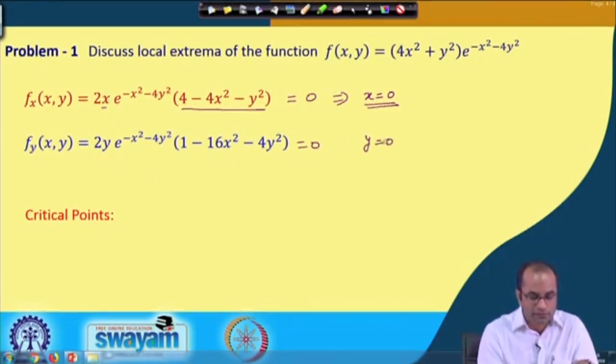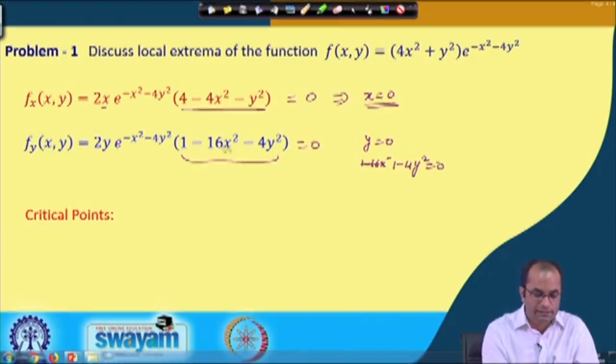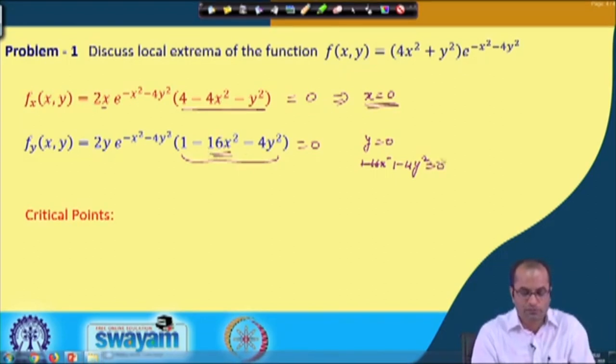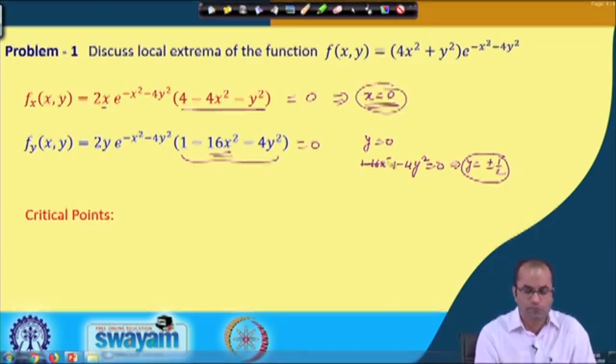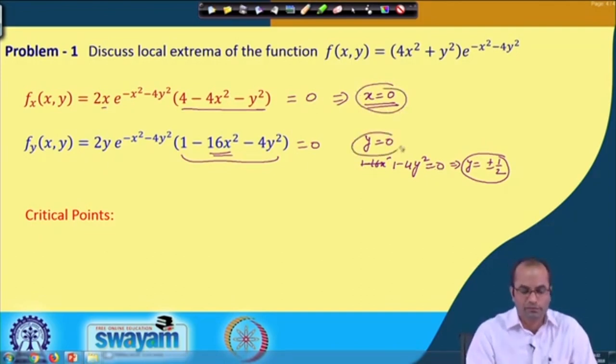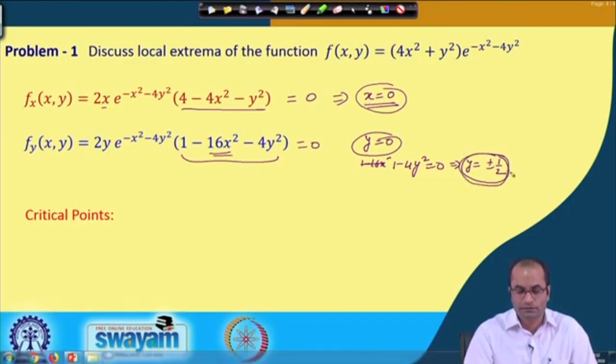Either y will be 0, in that case this term will be 0, or when we set x to 0, we get 1 minus 16 x square, 1 minus 4 y square equal to 0, because x is set to be 0 here. So, we have 1 minus 4 y square equal to 0, where we will get y equal to plus minus 1 over 2. So, when we set x to 0, we have two possibilities from the second equation to set it to 0. Either y equal to 0 will make this 0, or along with x equal to 0, if we take y equal to plus half or minus half, that will also be 0.